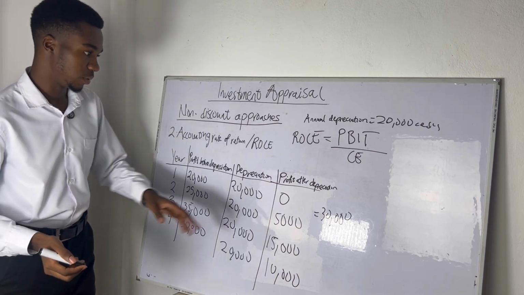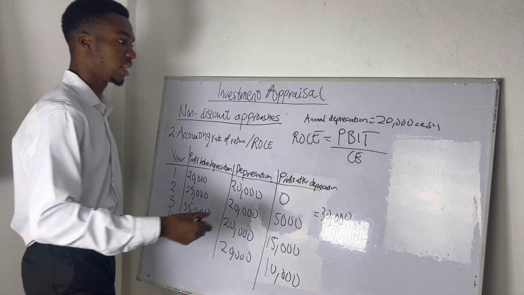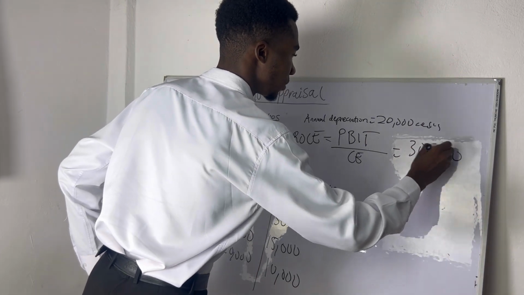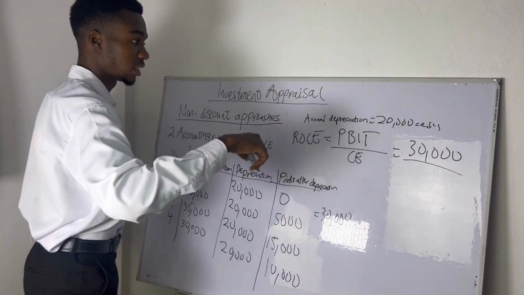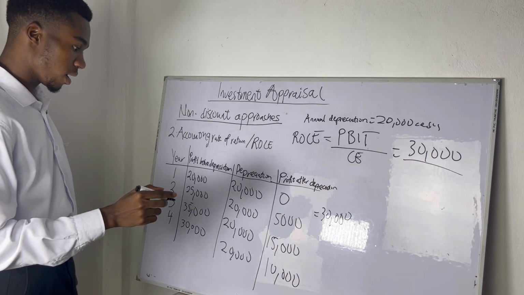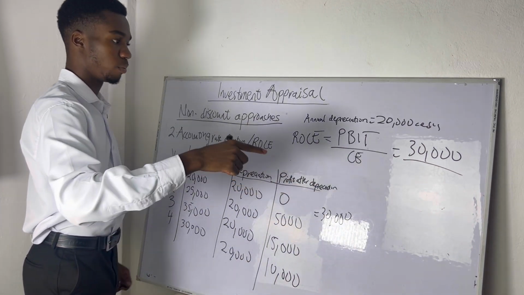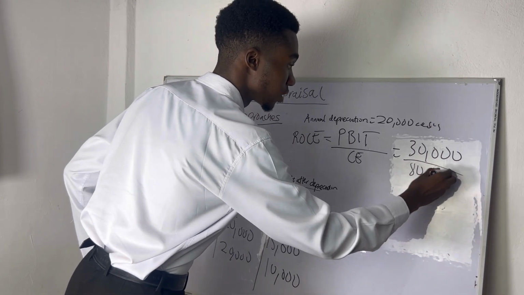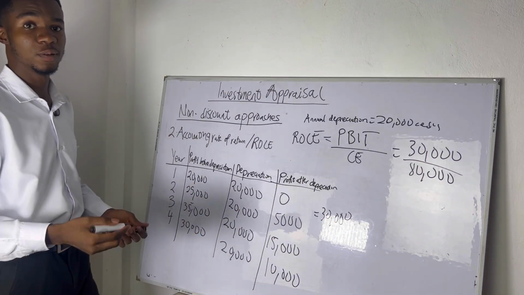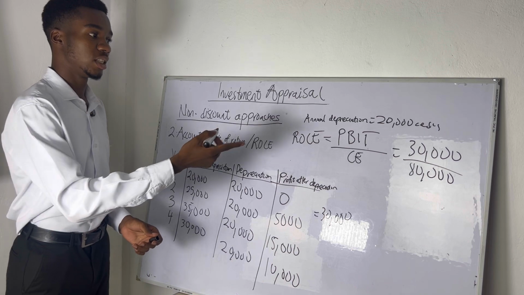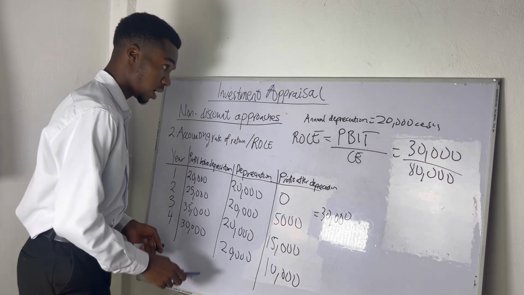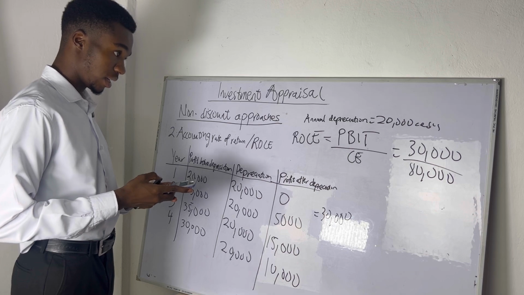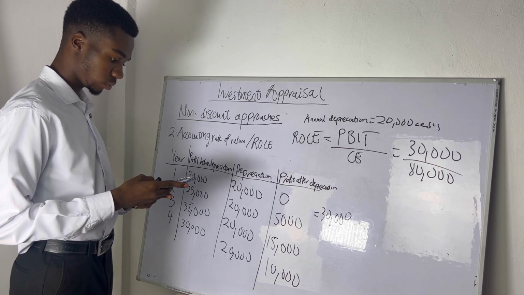And what is the profit after depreciation? That's the total, which is 30,000. So you have 30,000 cedis. So our profit before interest and tax, the same as profit after depreciation, is 30,000 over the capital employed, which is 80,000. The capital employed is the cost, or how much you invested, the capital you invested into the business, which is 80,000. So at the end of the day, our return on capital employed is 30,000 over 80,000.